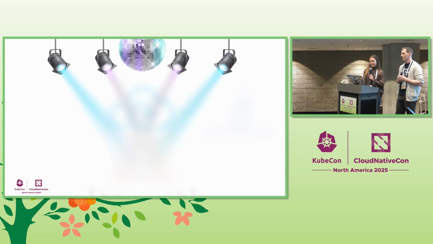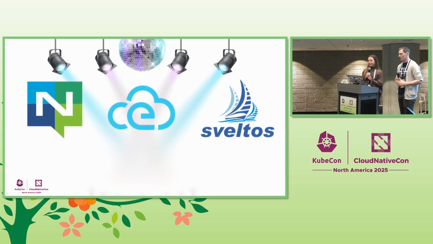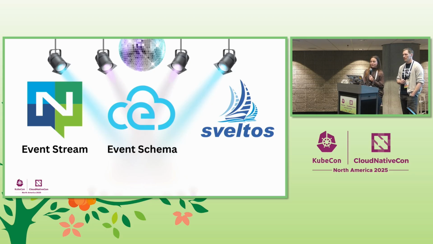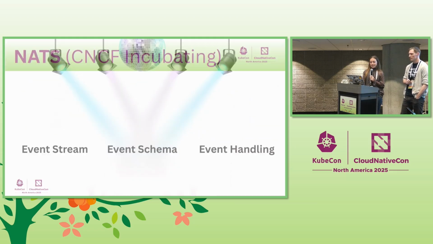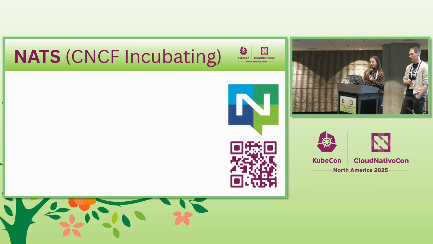Okay. So let's take a quick look at the tools that we'll be using to automate our disco services startup, the first of which is NATS, which we'll use for event streaming. And we'll use CloudEvents for event schema, and Sveltos for event handling. Let's dive a bit more into each of these tools. The first of which is NATS.